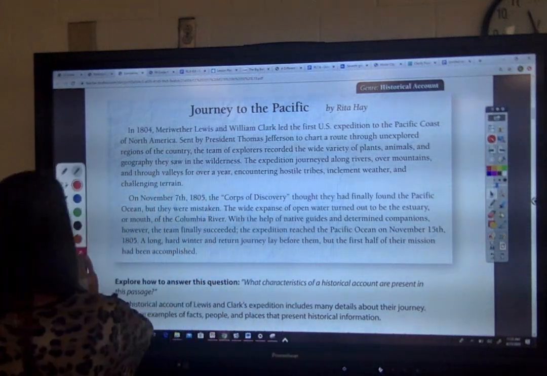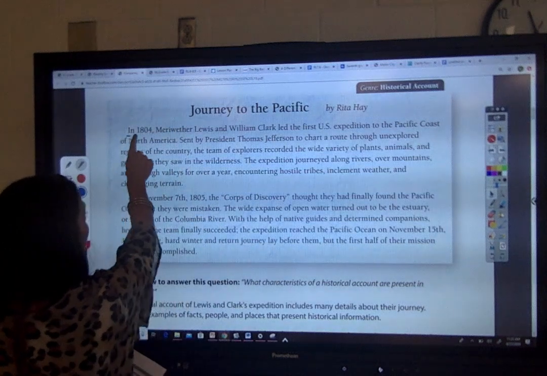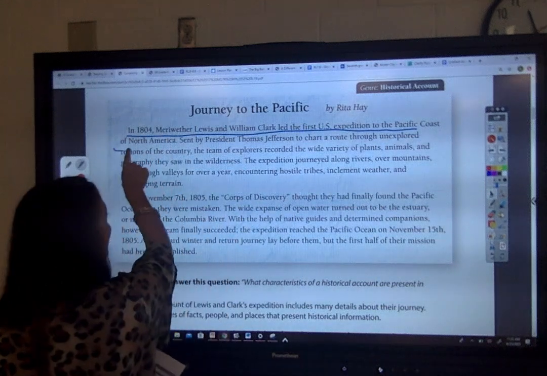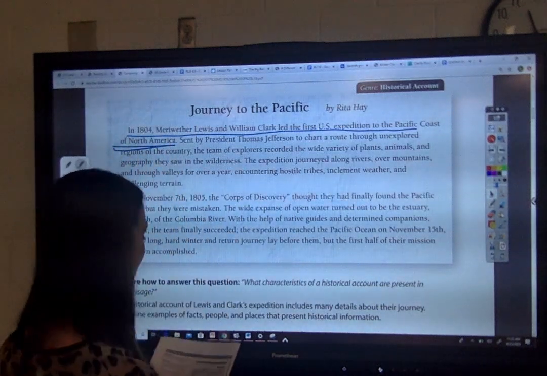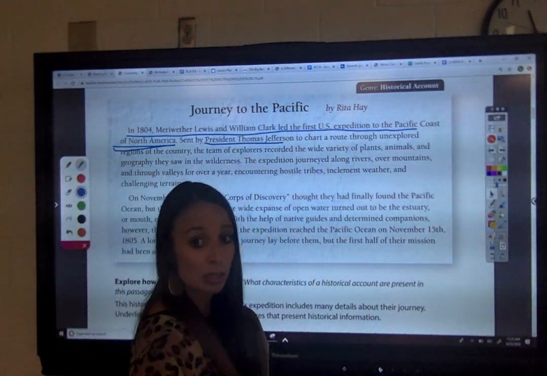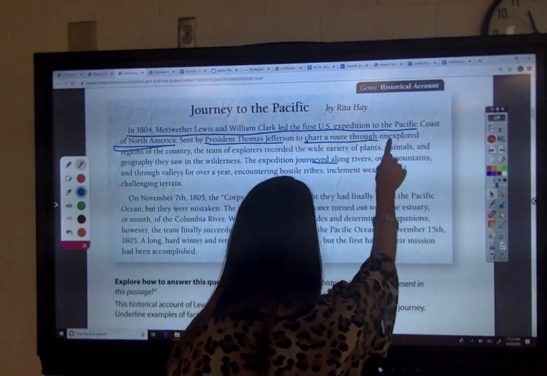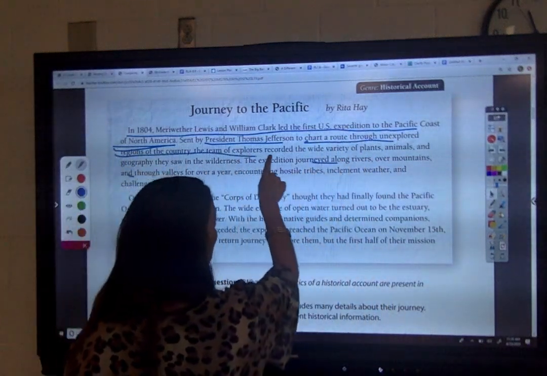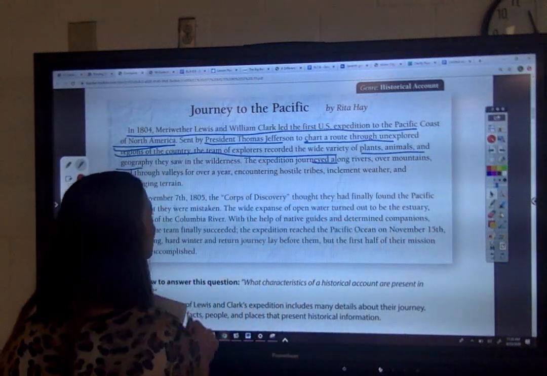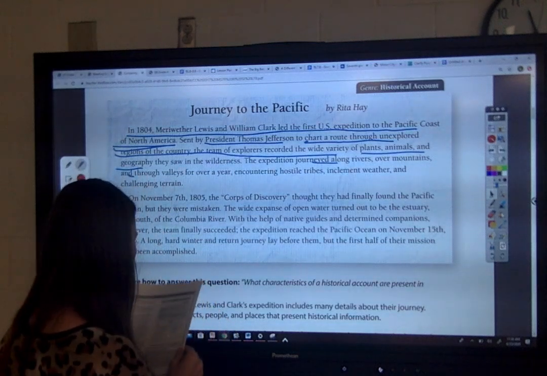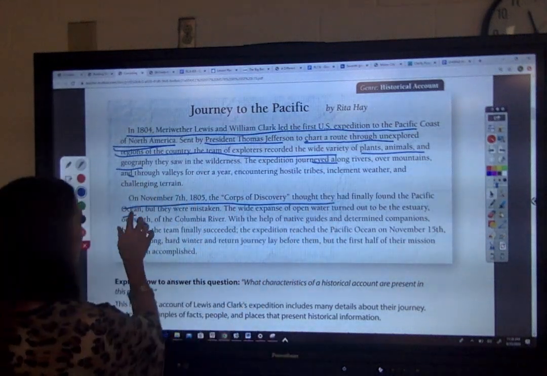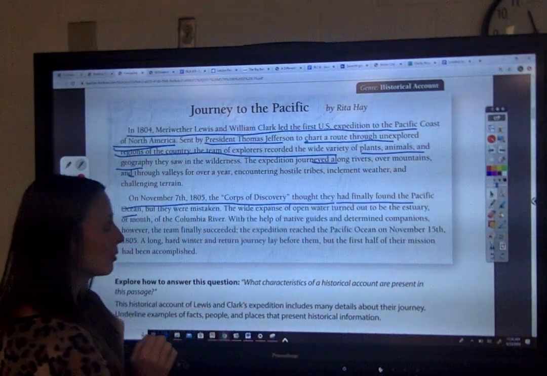the history part of it, that's true. So we know there's a date. Meriwether Lewis and William Clark led the first U.S. expedition to the Pacific coast of North America. That's a fact. We also know another fact is that President Thomas Jefferson was actually the president, and he really did send them on a team to explore. And another fact is they actually did explore the plants, animals, and geography. That was true. Another fact that we see is on November 7th, 1805, the Corps of Discovery thought they had actually discovered it. Okay, that's an actual fact.